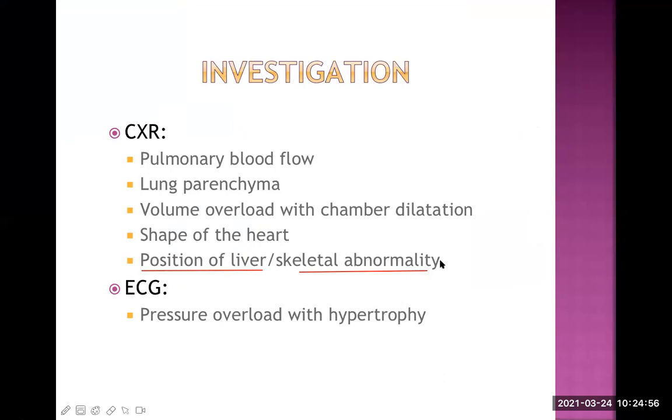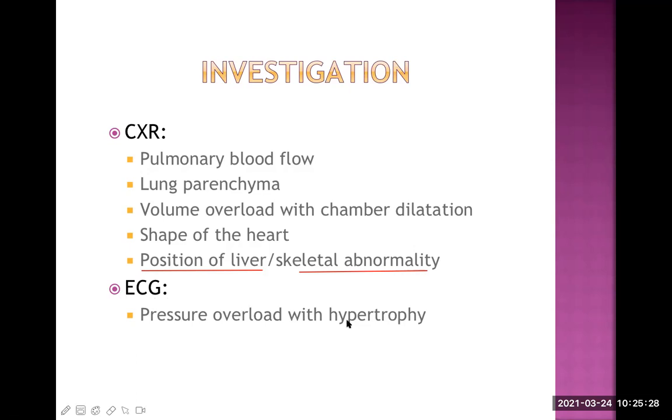Skeletal abnormalities can be of different types. Sometimes the sternum is depressed inward, sometimes the sternum is bulged outward, and sometimes the vertebral column is deviated towards one side, like scoliosis and kyphosis. So we need to make sure if any are present, and that can be detected by chest X-ray, PA view and lateral view.